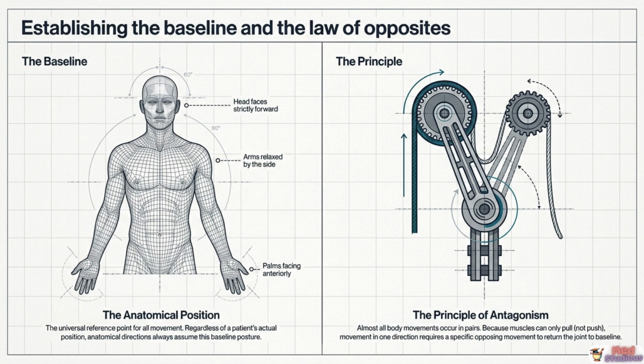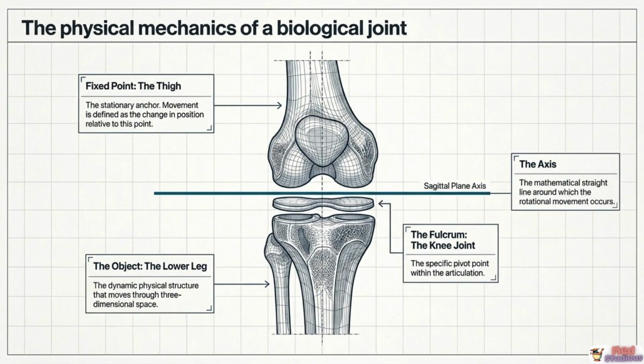This means that every movement in one direction must have a paired opposing movement to return the joint back to baseline. Think of it like a system of interlocked gears. No movement exists in isolation. Every flexion needs an extension. Every abduction needs an adduction. This pairing principle governs the entire mechanics of the human body. To understand movement, you must first understand how a single biological joint actually works.